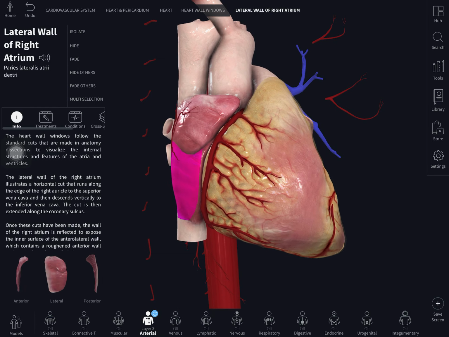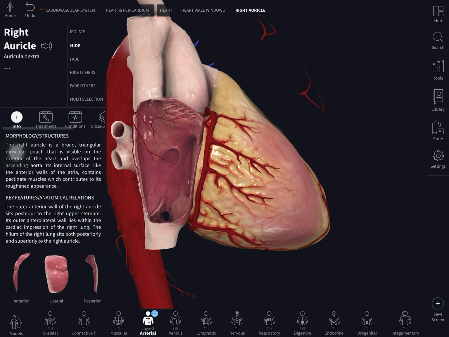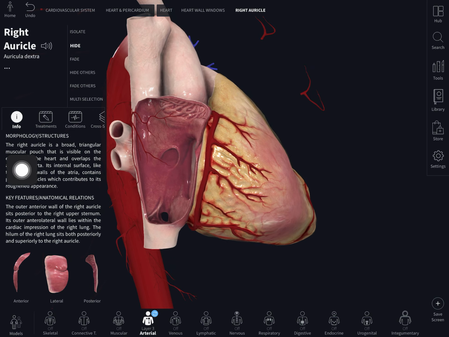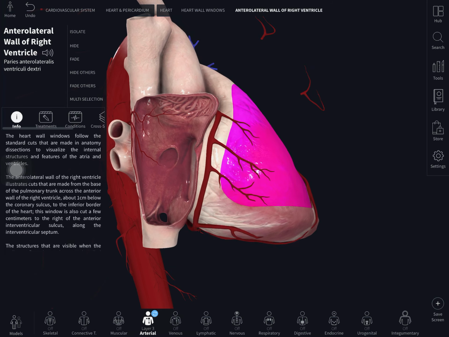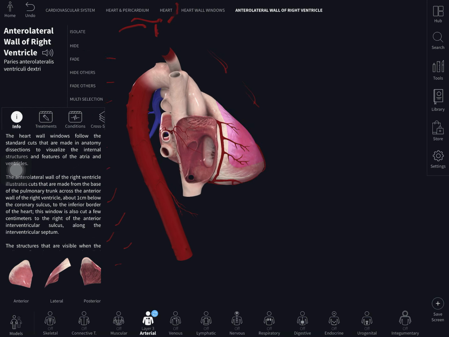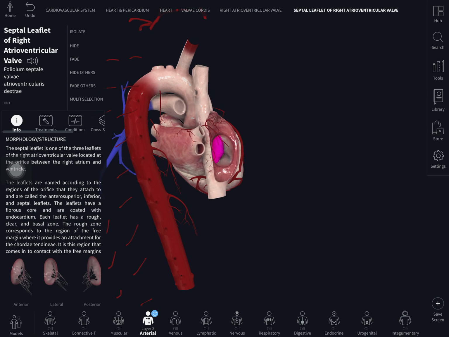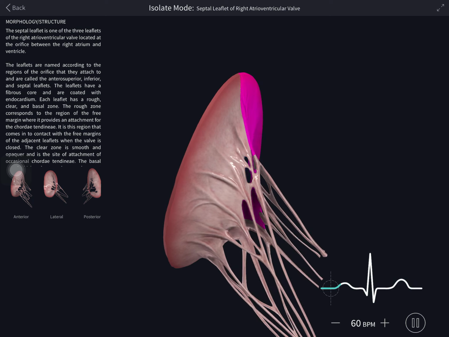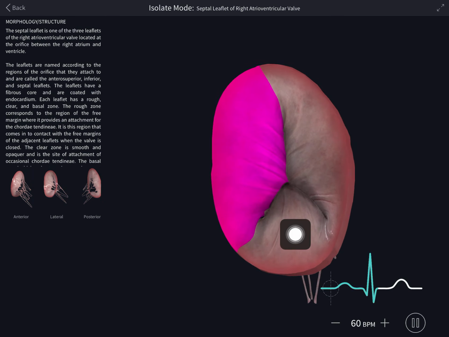Through this atrium, through this auricle, blood will be coming and it enters into the right ventricle. This is the actual right ventricle. This valve is called the right atrioventricular valve, also called the tricuspid valve. Why is it called the tricuspid valve? Because it has three cusps: 1, 2, 3.